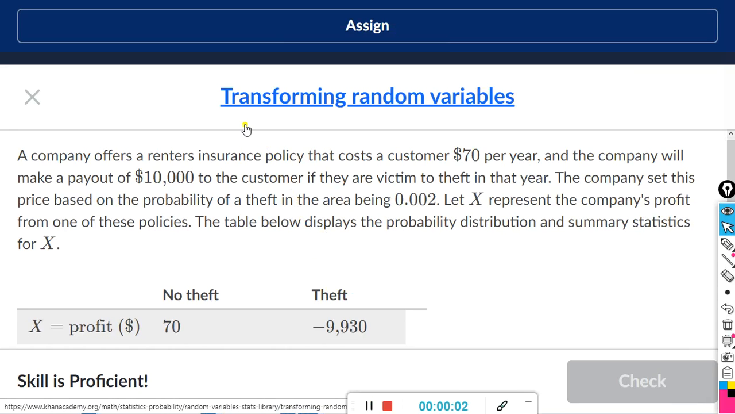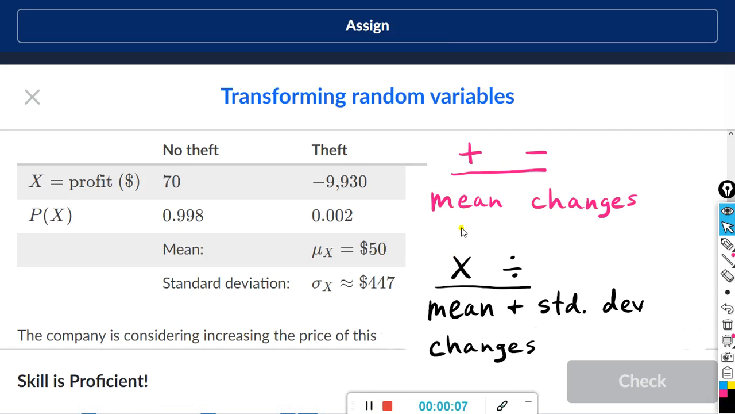This will be for the Khan assignment, transforming random variables. For this assignment, you want to remember, if you add or subtract from the data points, the mean will change. And if you multiply or divide the data points, both the mean and standard deviation will change. In other words, adding or subtracting to the data does not change the standard deviation. So for the standard deviation, there's no change when you add or subtract.